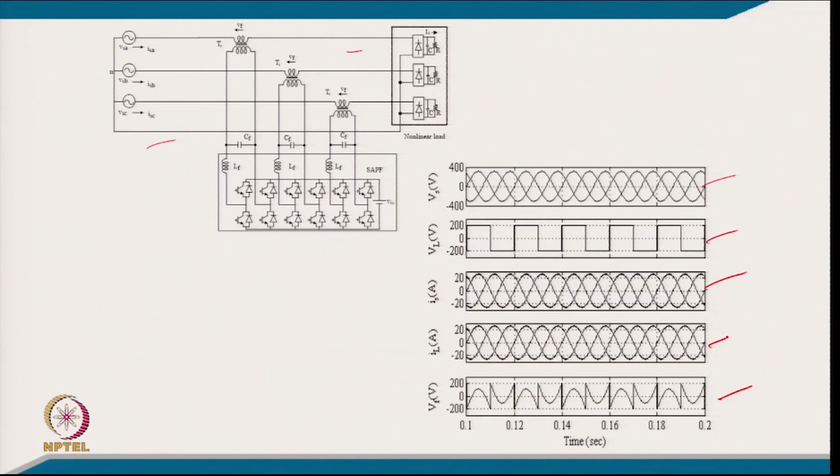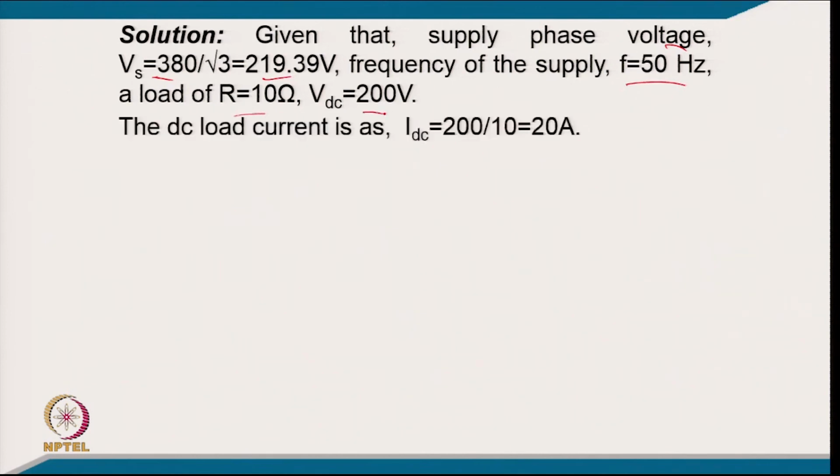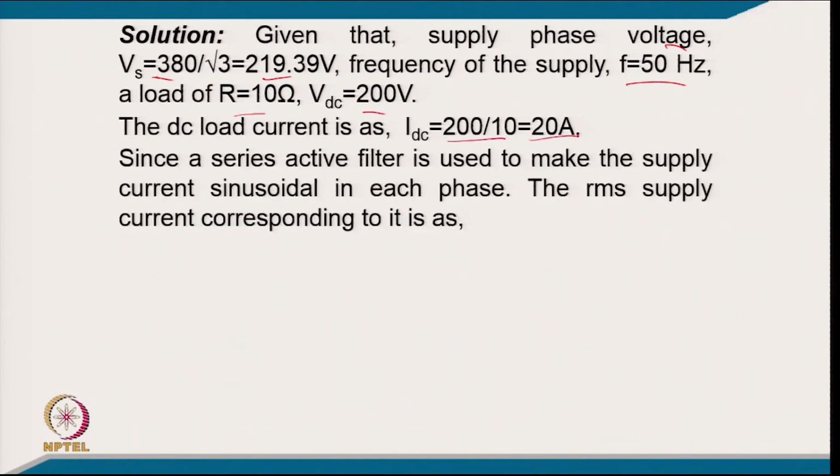Since it is connected, this is the input of the diode rectifier, and the current will also be sinusoidal. So, coming to the solution part of it, given that the supply phase voltage is Vs equal to 380 by root 3, that is 219.39 volt, frequency of supply 50 hertz, and a load of 10 ohm with the DC link voltage of 200 volt. So, we can find the DC load current, that is DC link voltage divided by load resistance, that is 20 ampere.